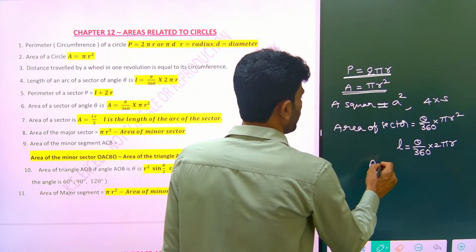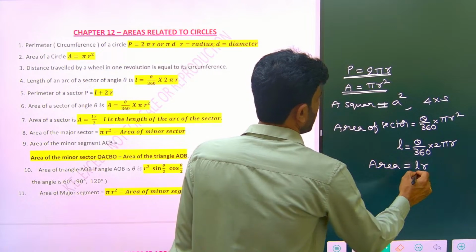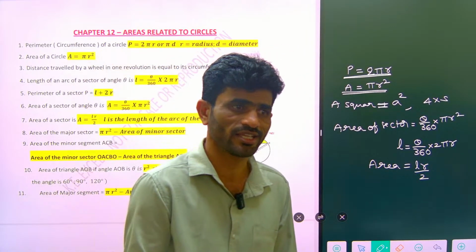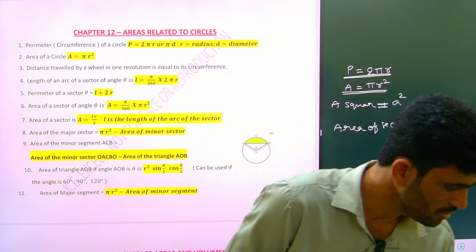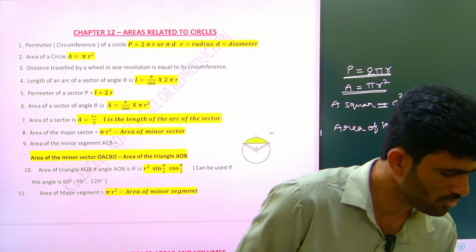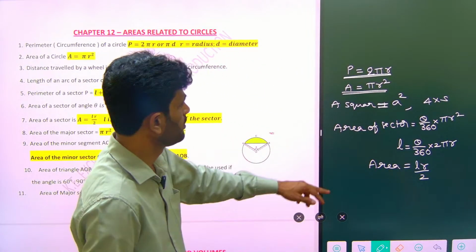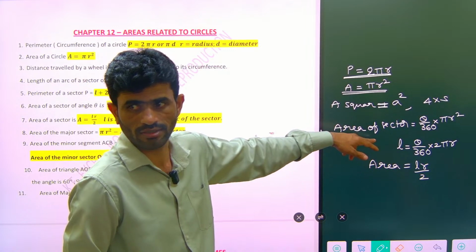Area of sector when length and radius are given. Length of the arc is given, radius of the circle is given. They ask you to find the area of a sector. What is the formula? LR by 2. Wait for a few more minutes, it will be over. LR by 2, over. This is the area of a sector, using the length of the arc.